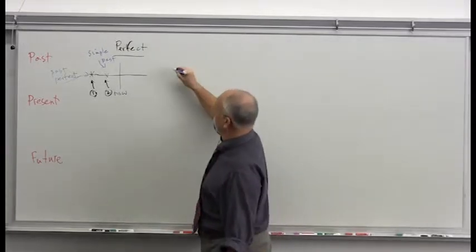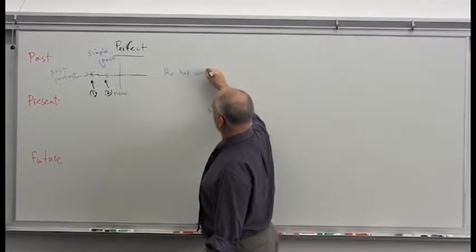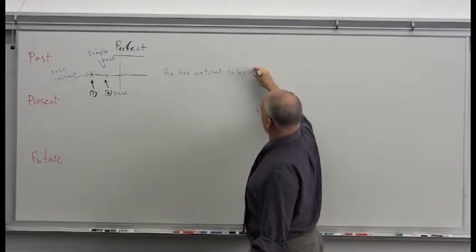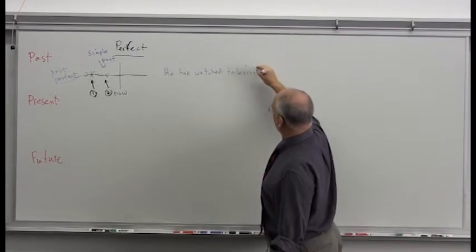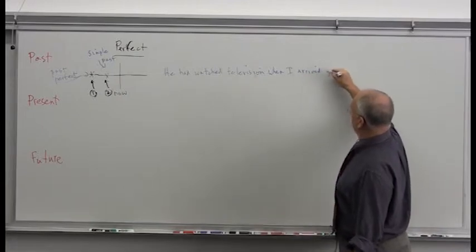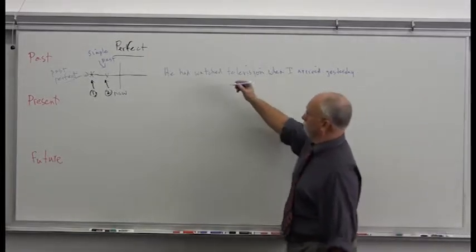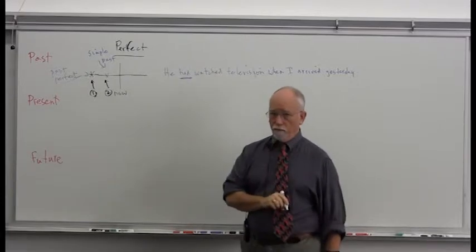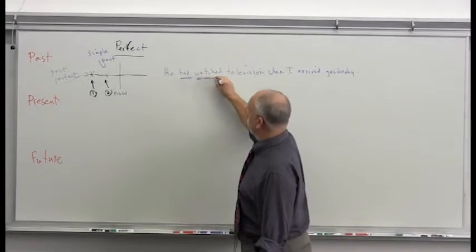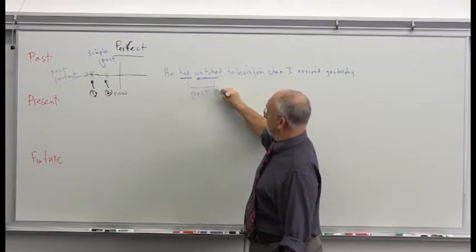So we would say, he had watched television when I arrived yesterday. So here we have had. We have a form of the verb have as an auxiliary helping verb, and then we have what we call the participle, and this forms the past perfect.